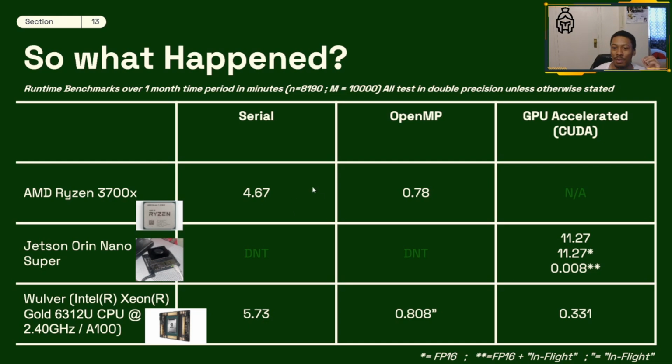So in our serial example using essentially a classic desktop PC CPU, we see that we ran our serial example in around 4.67 seconds. Our OpenMP parallelized version over our 8-core 16-thread processor, we see 0.78 runtime, and my laptop is not GPU accelerated, so we did not test.